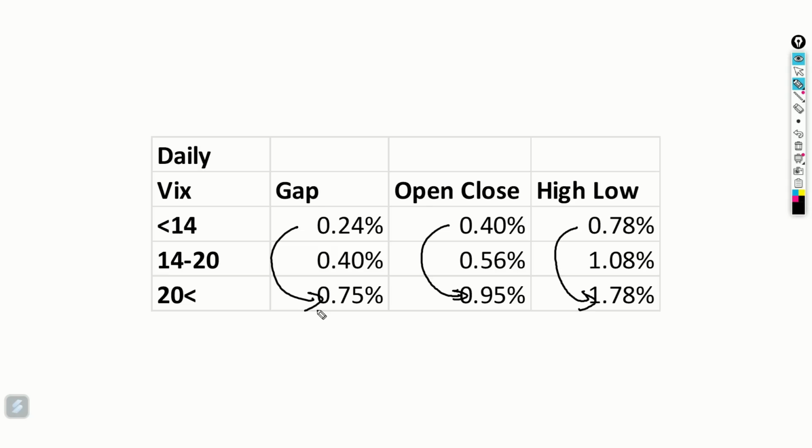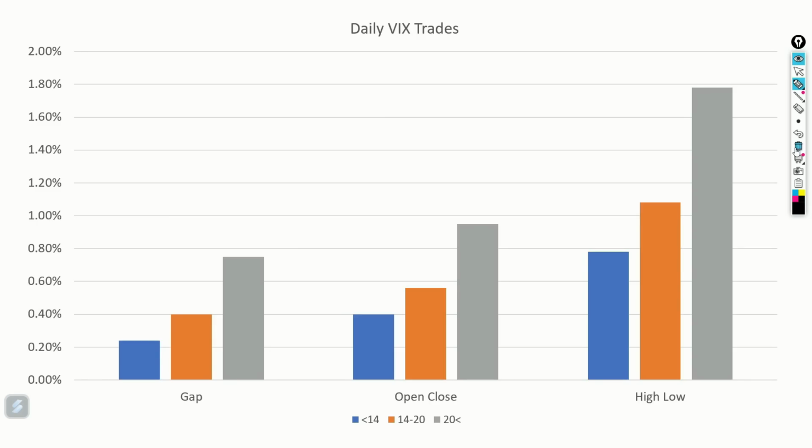So does that mean trading with high VIX is much easier than trading with low VIX? The answer to this is no. Now when we actually look at this chart graphically, you can see the blue bar here is the representation of days when VIX was under 14. The orange bar is the representation of the days when VIX was between 14 to 20. And the gray bar is the representation of the days when VIX was greater than 20.